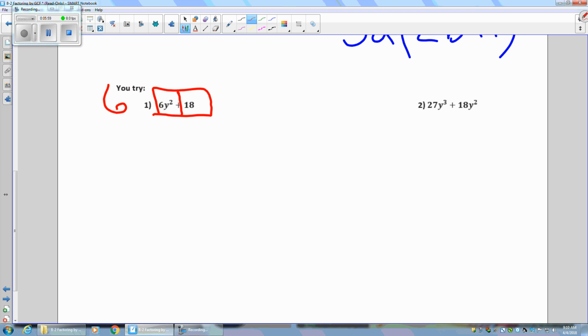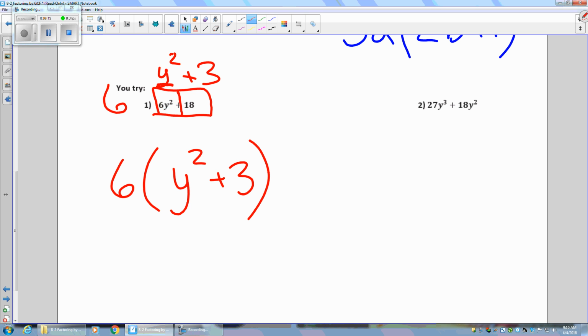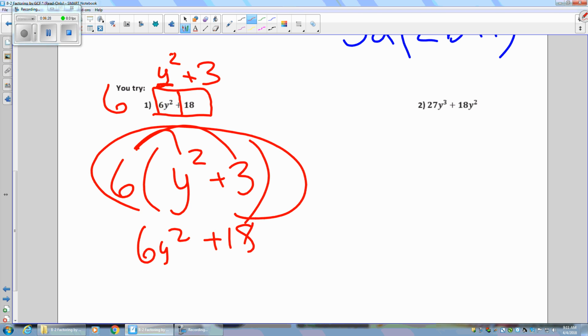And can I take any y's out? Nope. So what more do you need to put up here in order to make 6y squared? Obviously the y squared. And what would you need to put up here in order to make the 18? The plus 3. So your factored form of this is going to be 6 times y squared plus 3. And again, you could always distribute it out to check. 6 times y squared is 6y squared. And 6 times 3 is plus 18. So again, this is your answer.